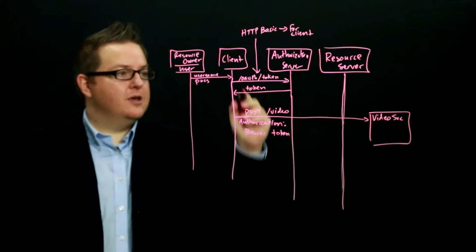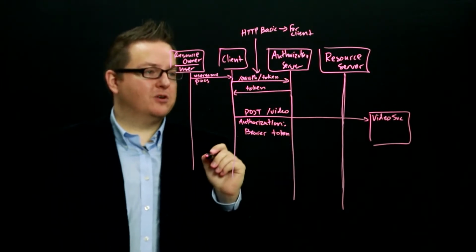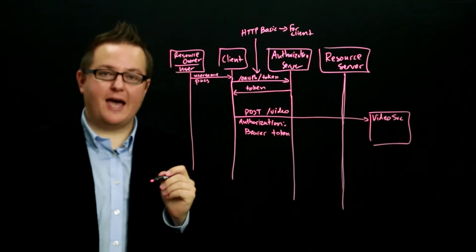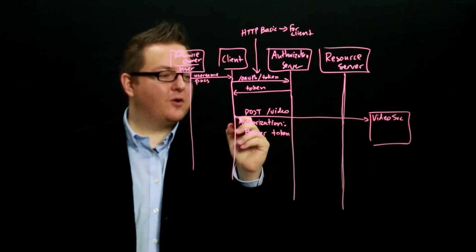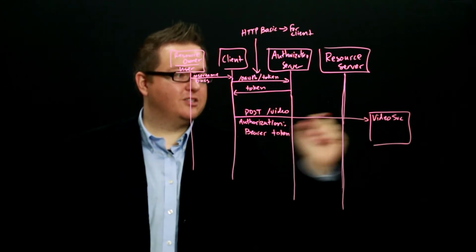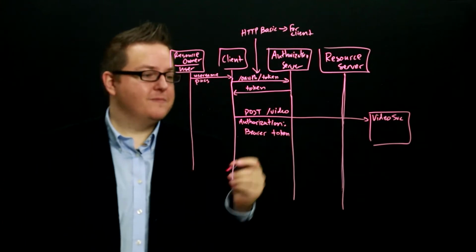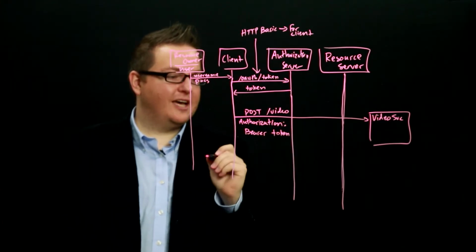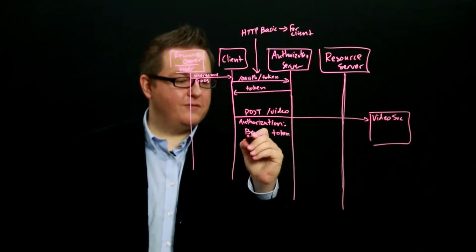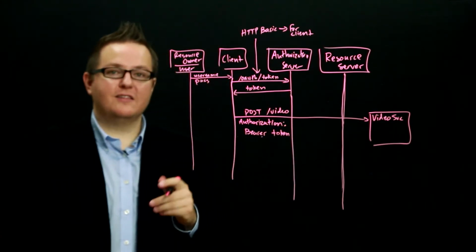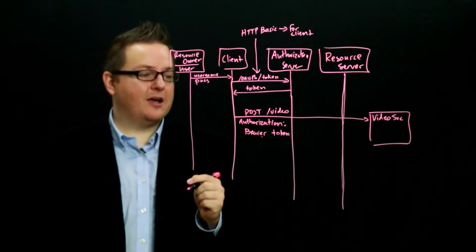So we use our password grant to send a request to OAuth token, and we get a token back. And then in all future requests, when we're sending a request to get access to something like our video service, we add an authorization header, and the value of it is the word bearer and then the actual token that we received back up here.